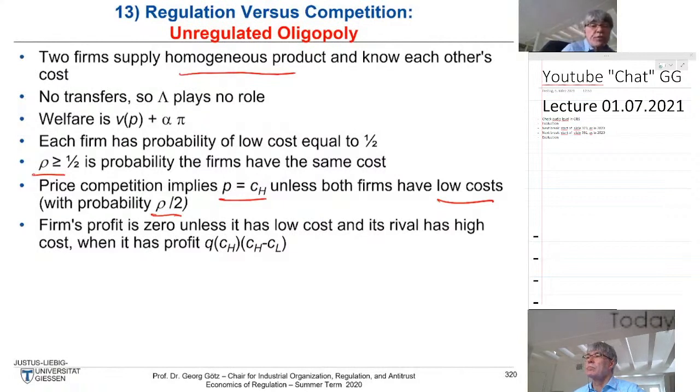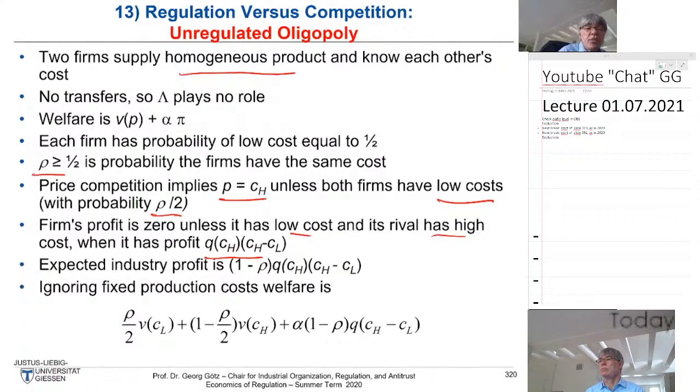Now, the firm's profit is 0 unless it has low cost and its rival has high cost. And then it has this profit here, the quantity times the margin, and actually this would be our standard rectangle here, CH minus CL. And the expected industry profit is then, we get only a profit if both firms have different costs. With probability rho, they have the same cost, and with probability 1 minus rho, they have different costs, and then we get this profit. And what is interesting, and that's what we will have in an assignment, of course, is that the expected profit of a single firm is just this expression here divided by 2, because it has only a 50% chance that it's a low type firm.